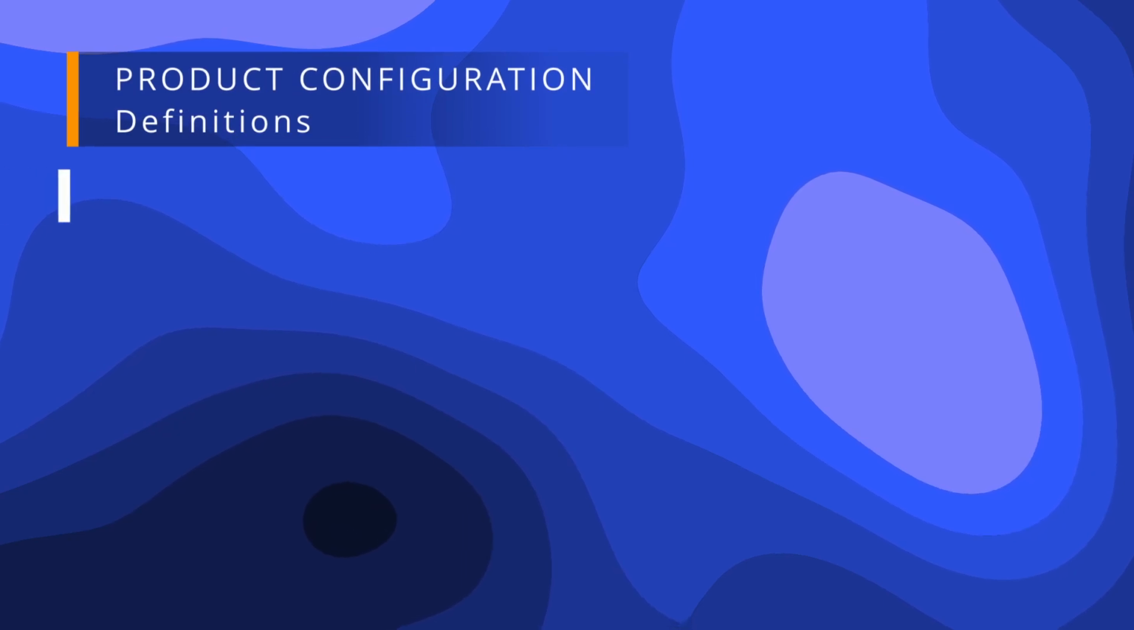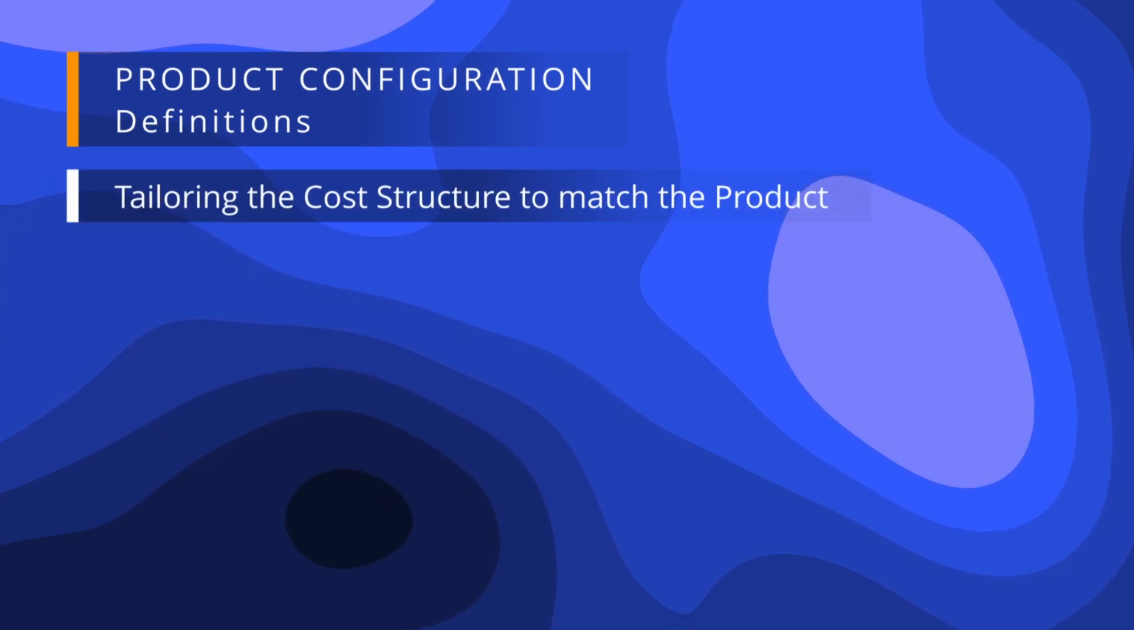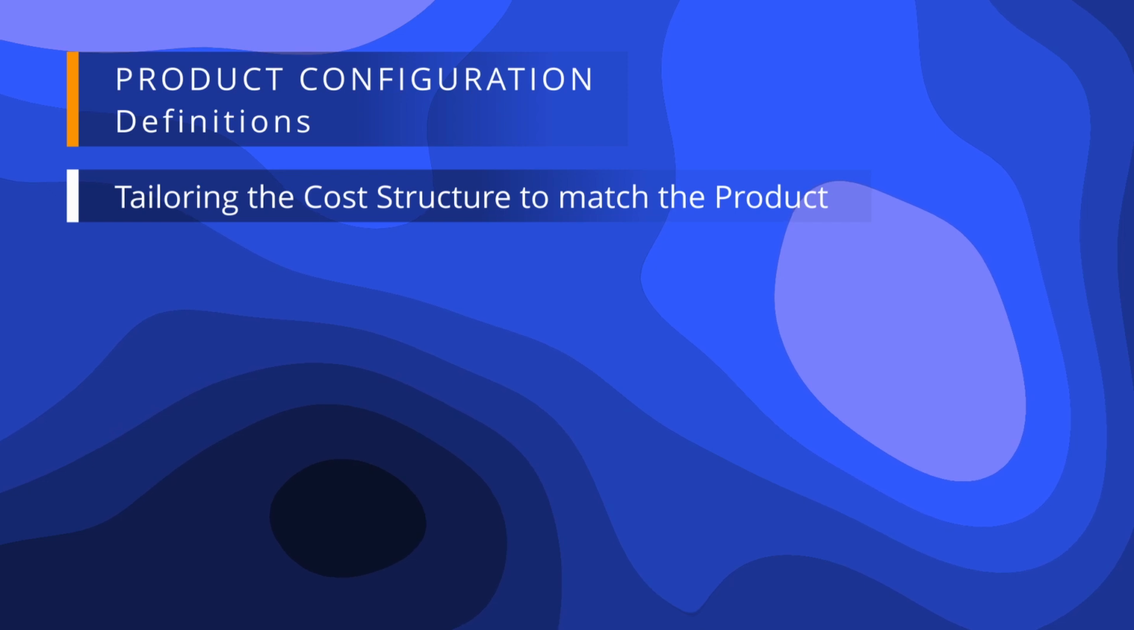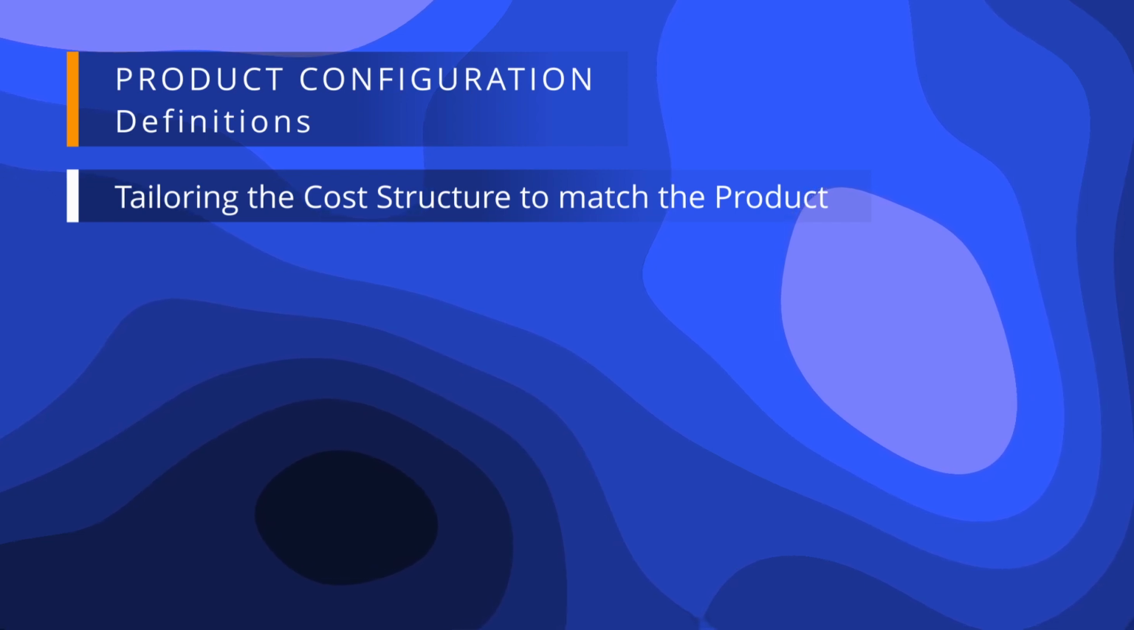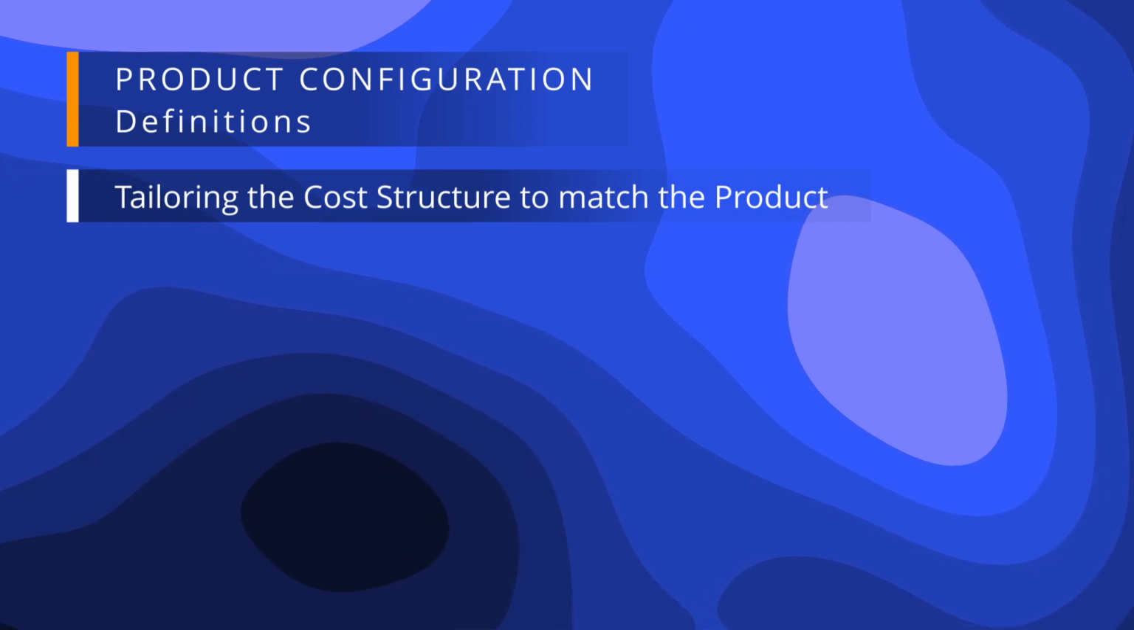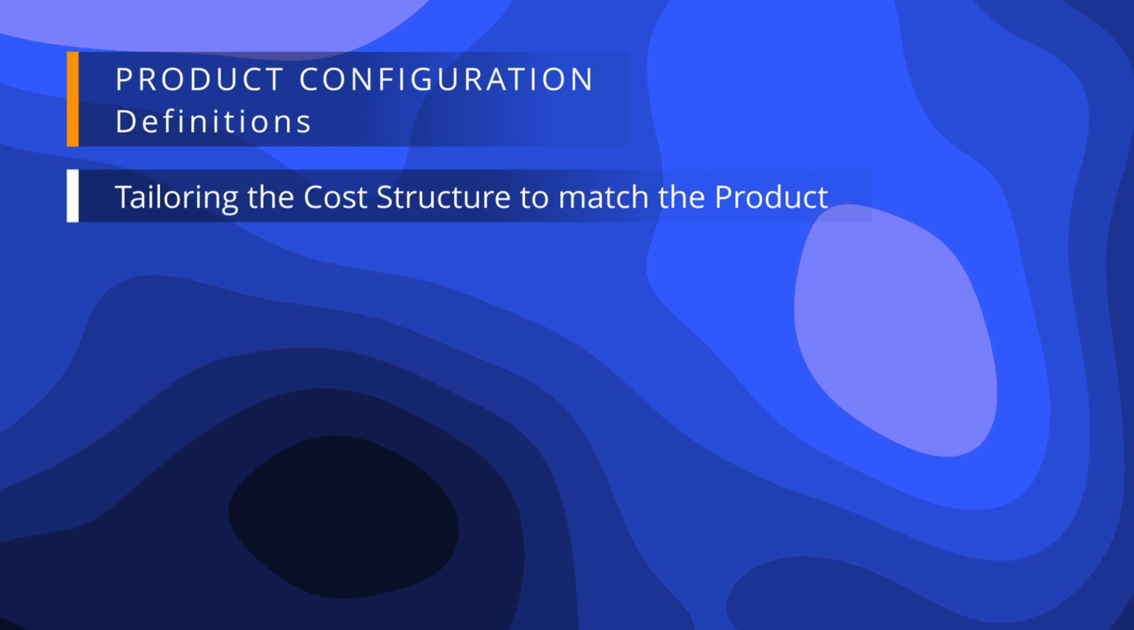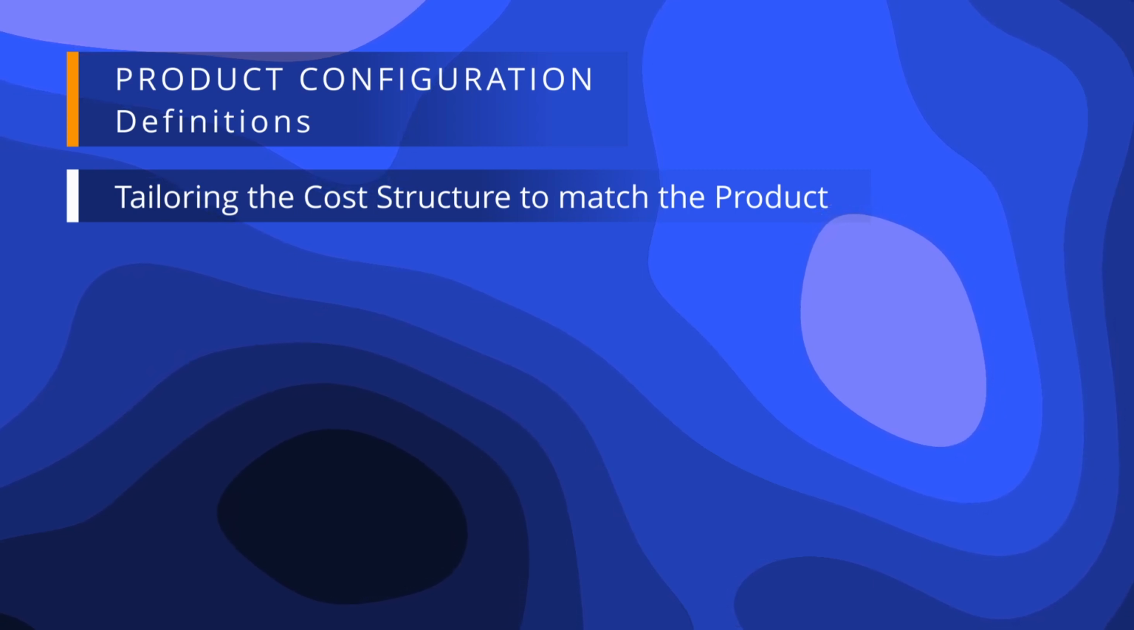When a product is added to an agreement, you can tailor the implementation of the cost structure to meet the unique specifications of your product through a process we call product configuration. This topic is the subject of this section. But first, let's define some terms.